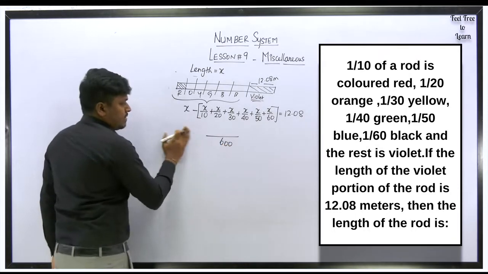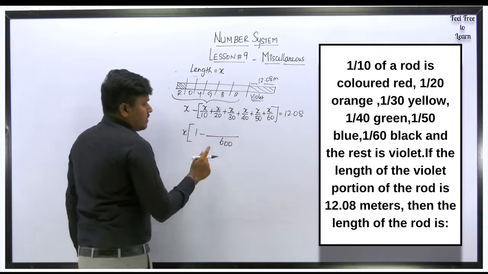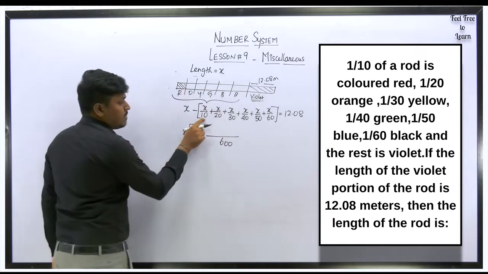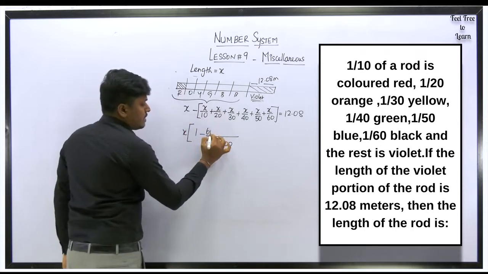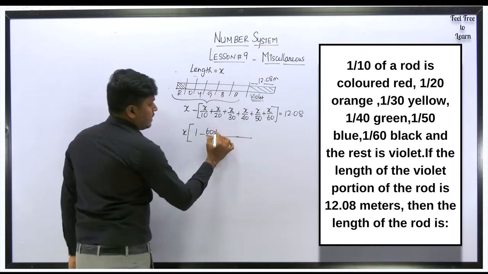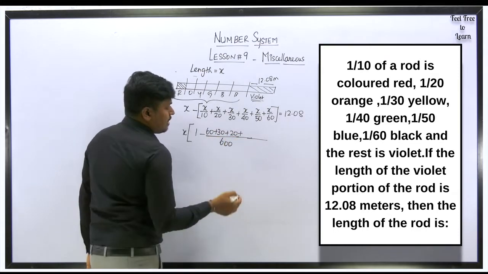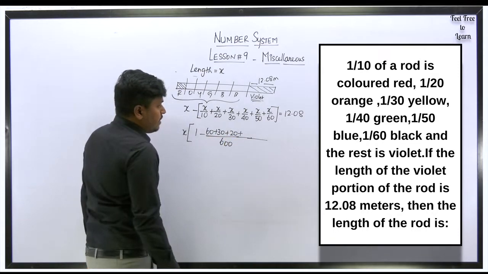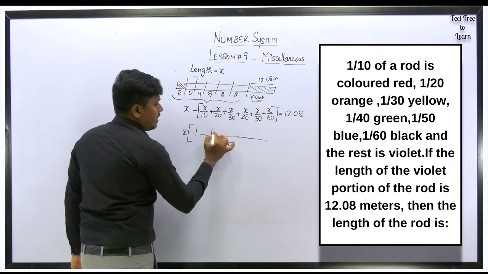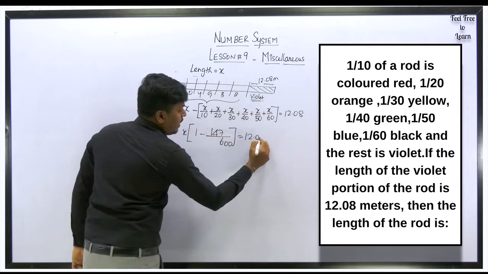Take x outside. So if you take x outside, then the resultant will be 1 minus of... So this will be LCM. We have to take LCM, right? So this will be 60, and this will be 30. So this will be 20, and similarly it goes on. I think total will be 147, right? So this total, if you add and see, you will get an answer as 147 is equals to 12.08.